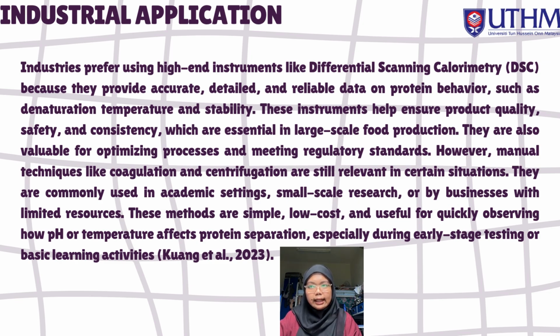But manual techniques like coagulation and centrifugation are still relevant in certain situations. They are commonly used in academic settings, small-scale research or by businesses with limited resources. These methods are simple, low cost and useful for quickly observing how pH or temperature affects protein separation, especially during early stage testing or basic learning.